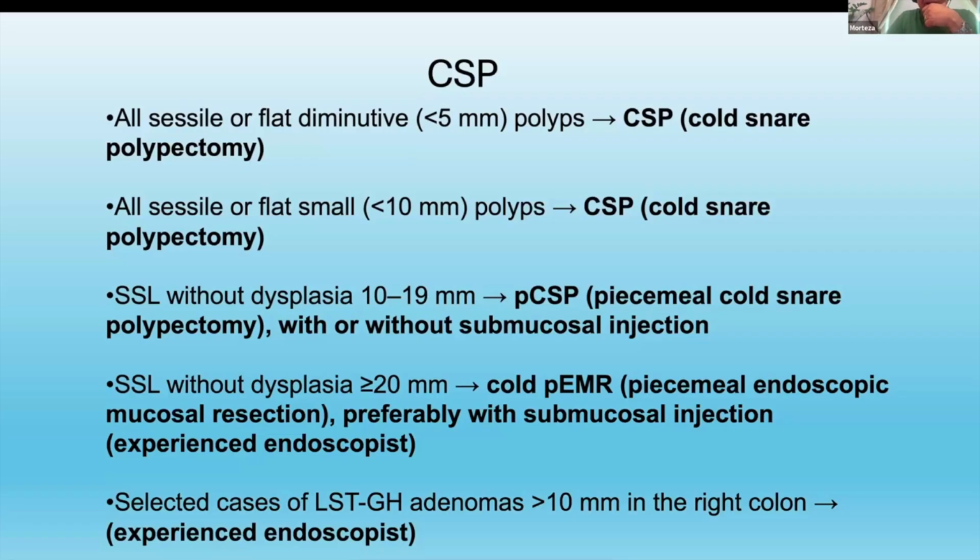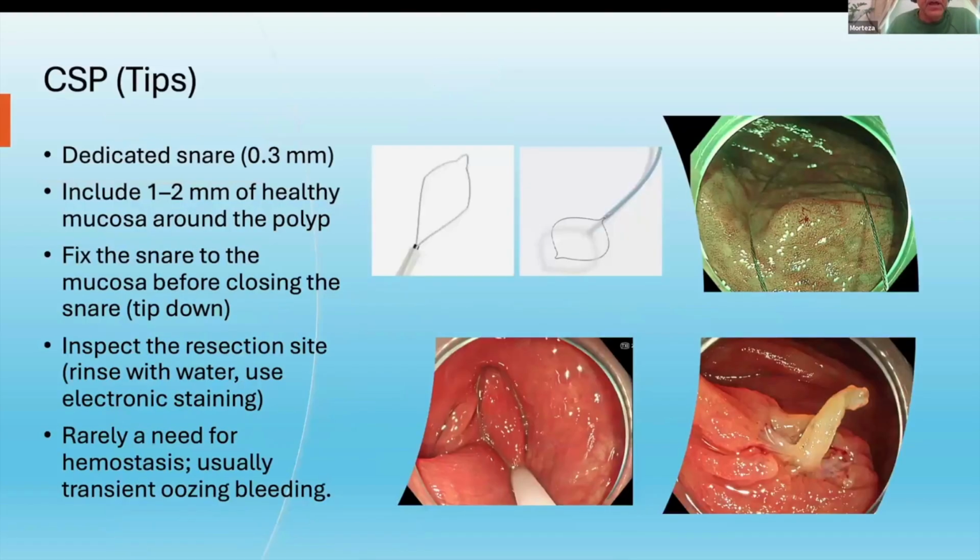And the last point that is also recommended: we talked about dysplasia, we don't do it with low grade dysplasia with cold snare polypectomy. But if the patient has comorbidity, in the right colon, then it's completely okay. And also if you have enough experience.